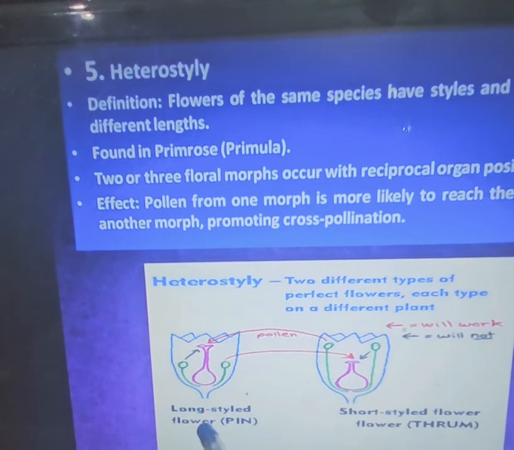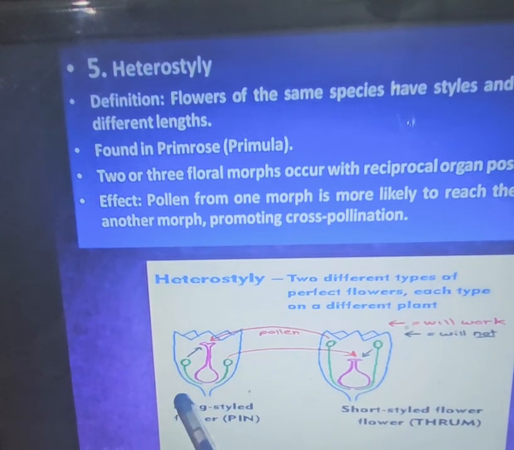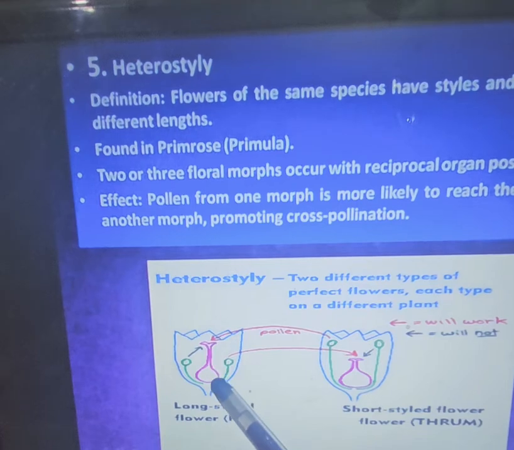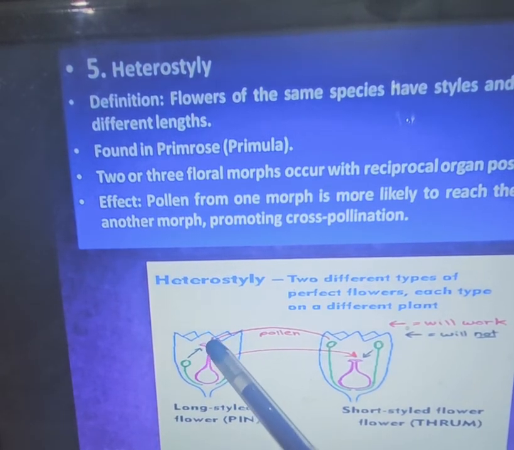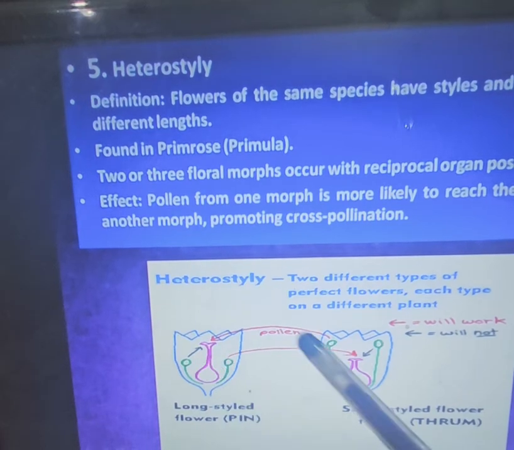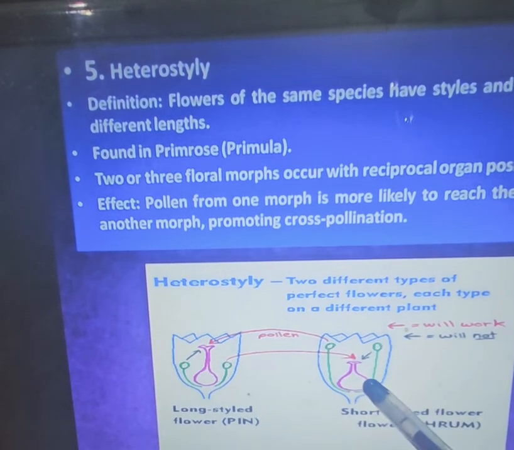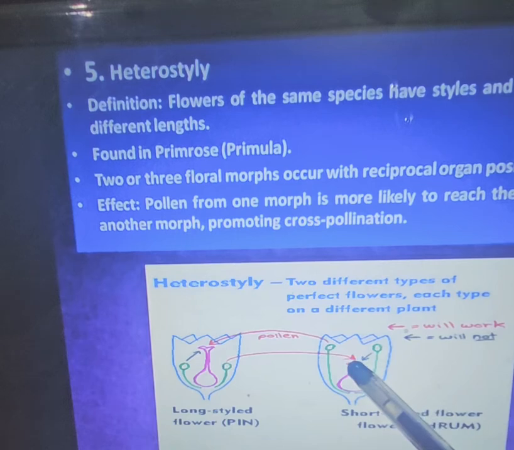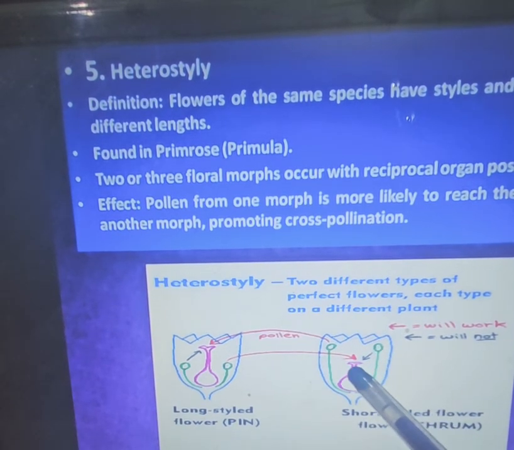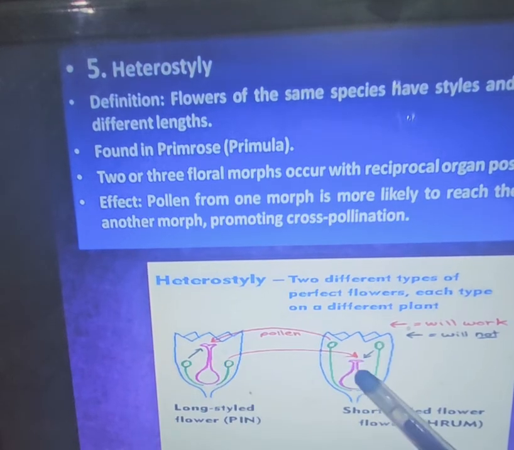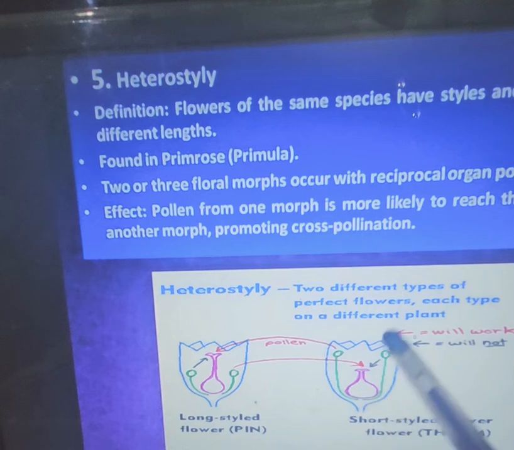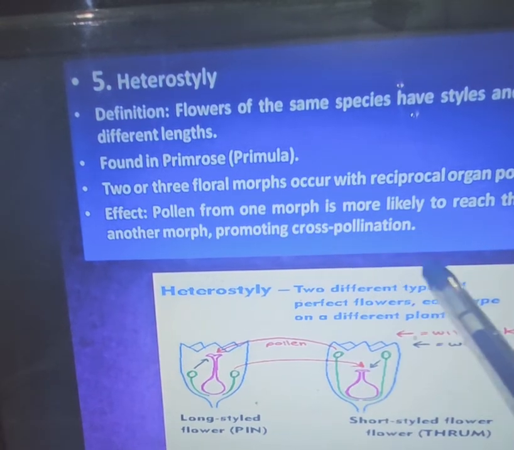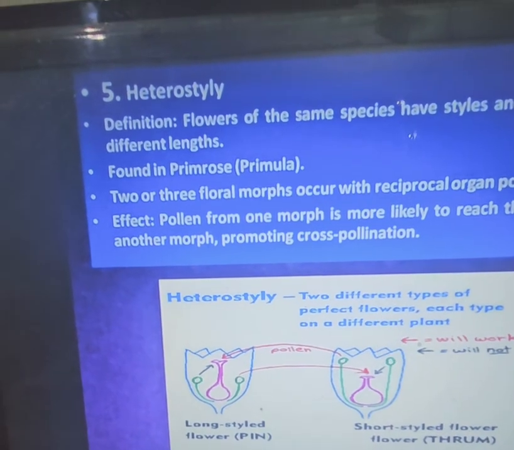You can see from the diagrams, this is the case of a flower where there is a long style, but the stamens are of short length and they are not able to fertilize the stigma of the same flower. And this is the example of another flower in which the style is short but the stamens are at longer length. So we have two types of style, one long style and another short style. Due to this heterostyly, no self pollination will occur. Cross pollination will occur.